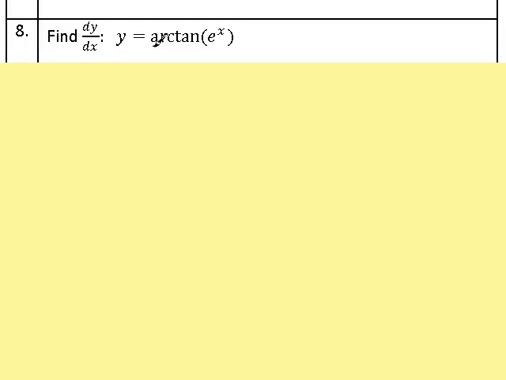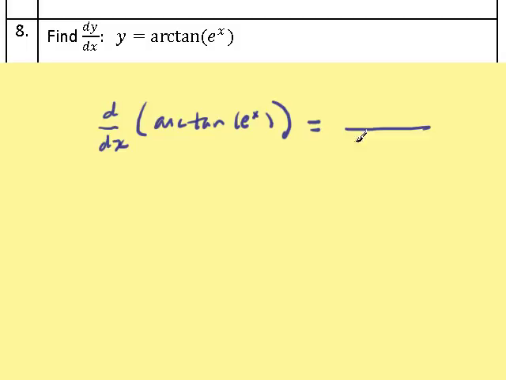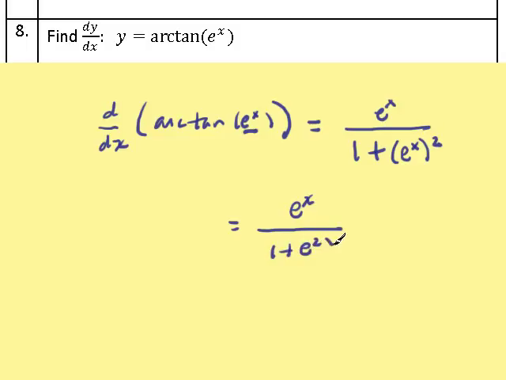In number 8, we want the derivative of arctan e to the x. So let's do that. Derivative with respect to x of arctan e to the x. So in the denominator, we have 1 plus this squared. I'll just write e to the x squared. And then we're going to do the chain rule, multiply by the derivative of e to the x, which is e to the x. And in the denominator, I'll just square this out, 1 plus e to the 2x.